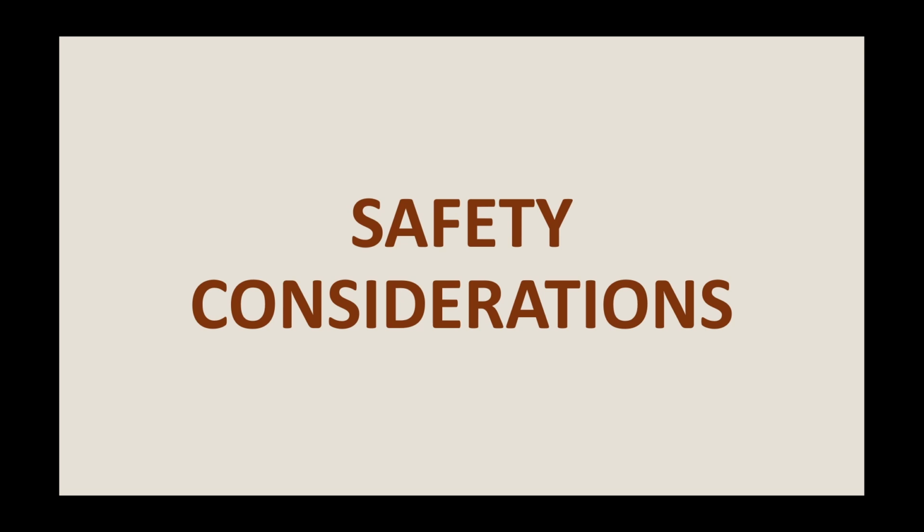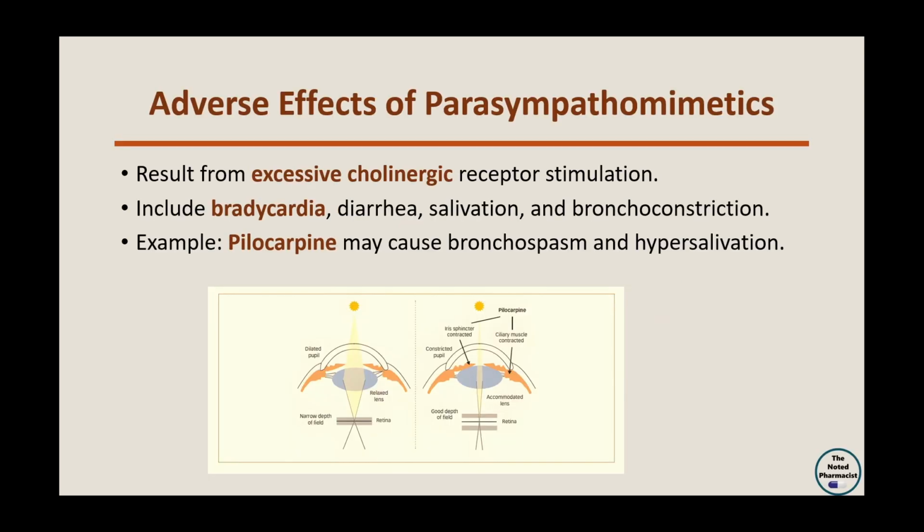In this section, we'll delve into their adverse effects, serious risks, contraindications, and potential interactions, equipping you with essential knowledge for safe and effective use. Adverse effects of parasympathomimetics arise due to excessive cholinergic activity, reflecting their mechanism of action at muscarinic and nicotinic receptors. Clinically, this may manifest as bradycardia, excessive salivation, diarrhea, and bronchoconstriction, requiring vigilant patient monitoring. For instance, pilocarpine, a parasympathomimetic used in glaucoma, can induce bronchospasm and hypersalivation, especially in susceptible individuals, underscoring the importance of dose titration.